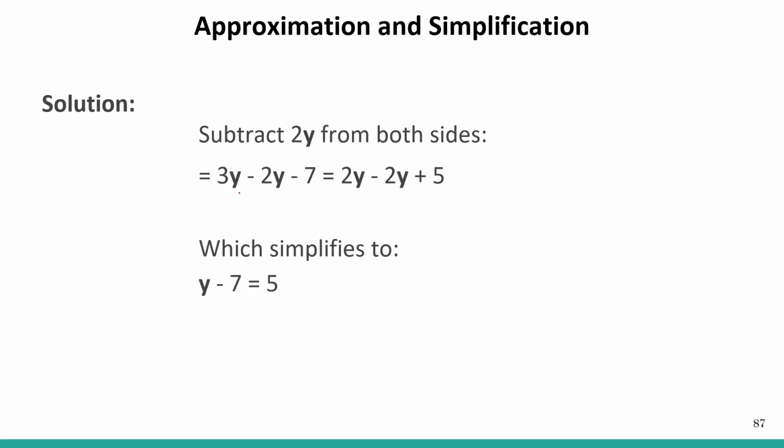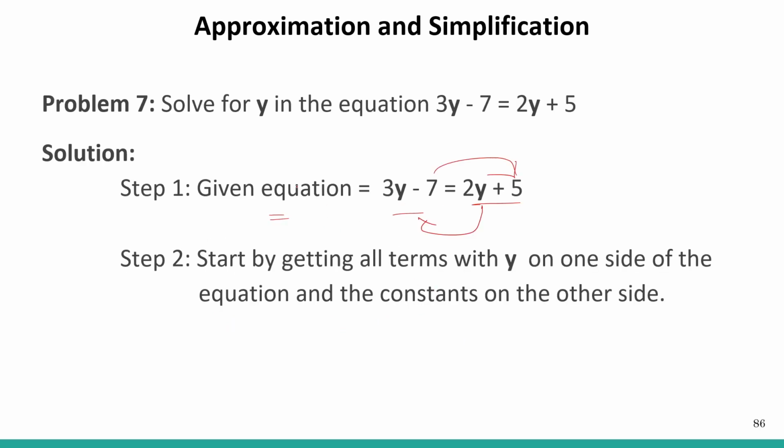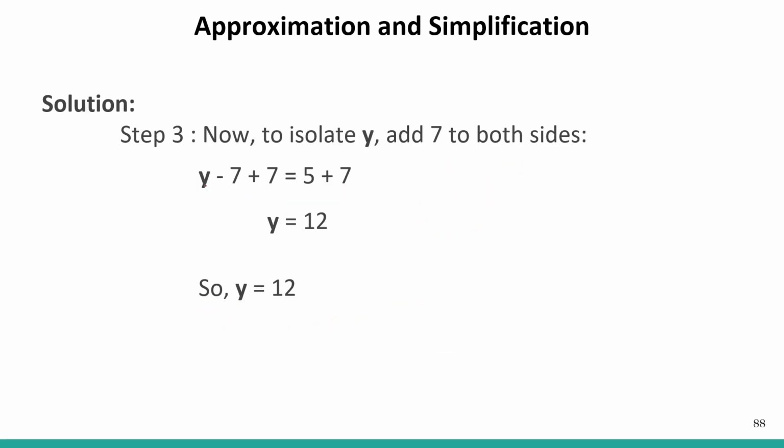Then what we did was 3y minus 2y minus 7 is equal to 2y minus 2y plus 5, which simplifies to y minus 7 is equal to 5. Then adding 7, y minus 7 plus 7 is equal to 5 plus 7. So this implies that y is equal to 12. So y is equal to 12 will be the correct answer.